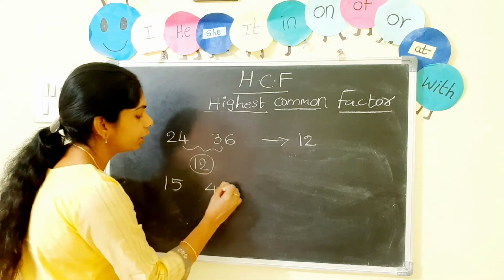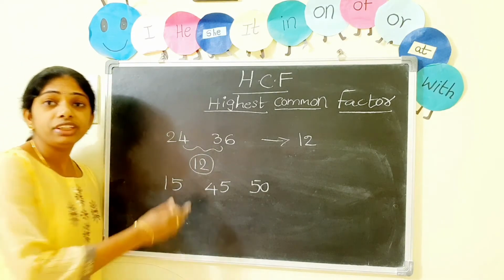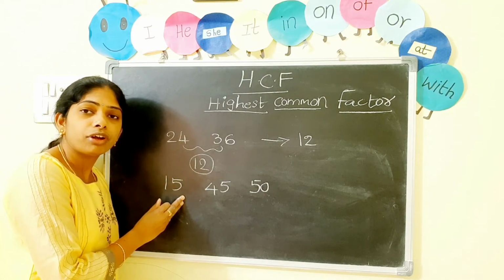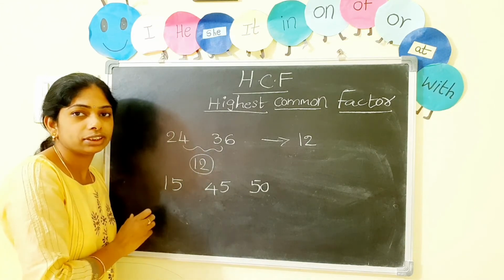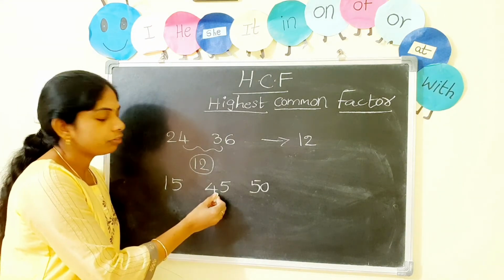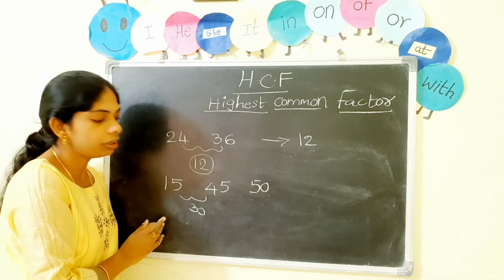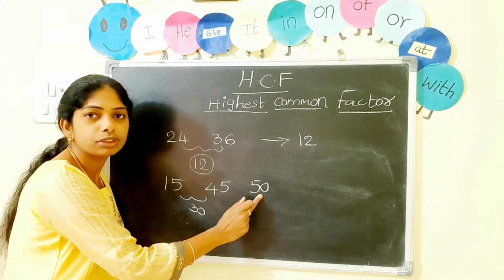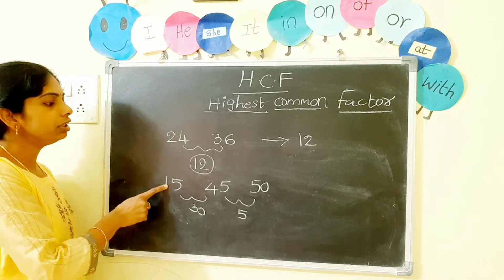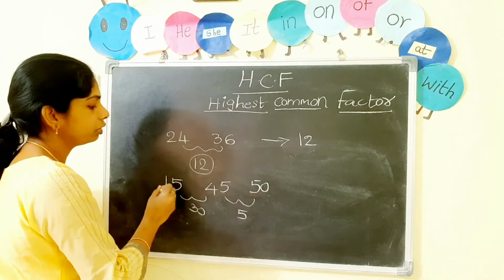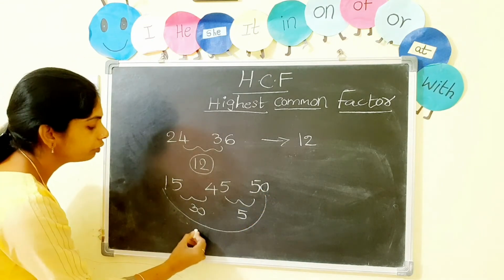15, 45 and 50. Three numbers are given here, and we have to find the differences between the numbers and take the least difference. 15 and 45: what is the difference? 30. 45 and 50: what is the difference? 5. And 15 and 50: what is the difference? 35.